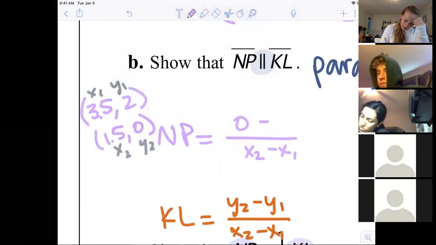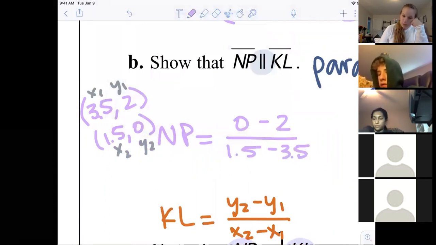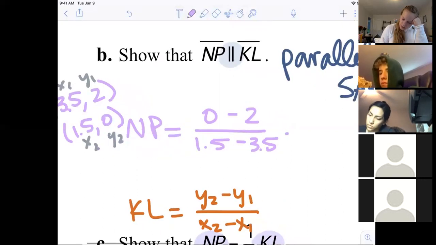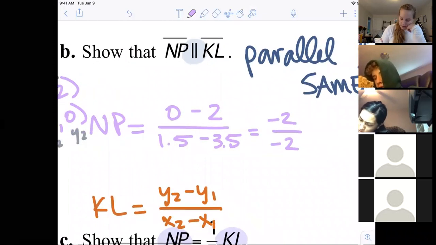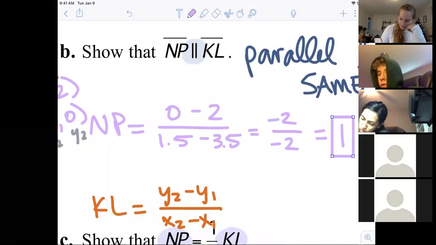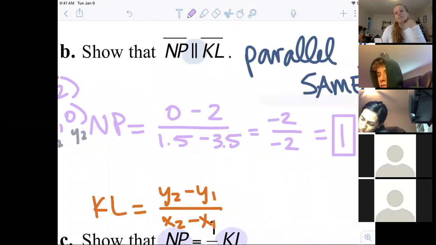Y2 is 0 minus Y1 is 2. And then X2 is 1.5 minus X1, which is 3.5. 0 minus 2 is negative 2. And then 1.5 minus 3.5. Oh, that's a nice solid number. That's just negative 2. Oh, and that divides evenly. Negative 2 divided by negative 2 is 1. Awesome. Not too bad.